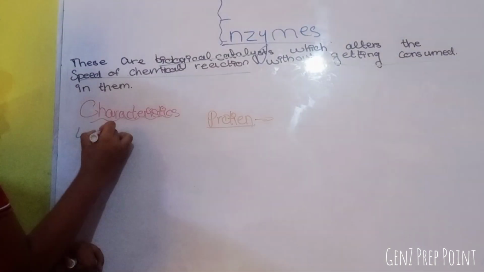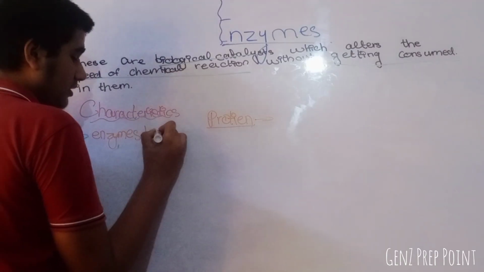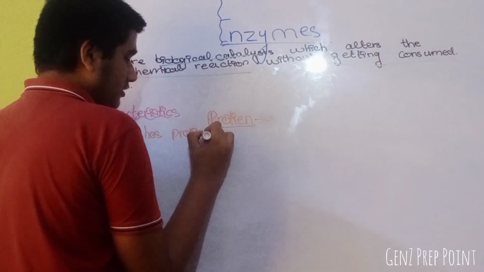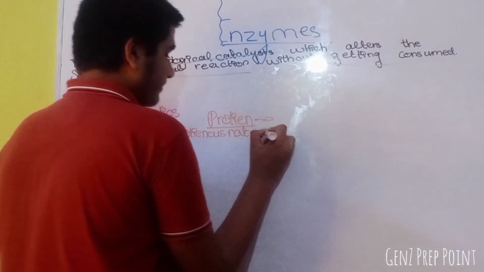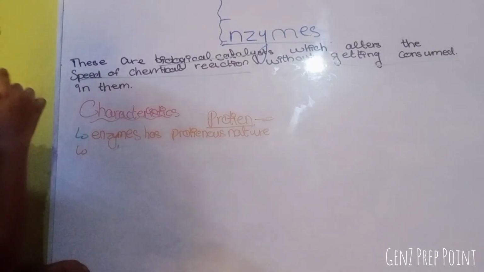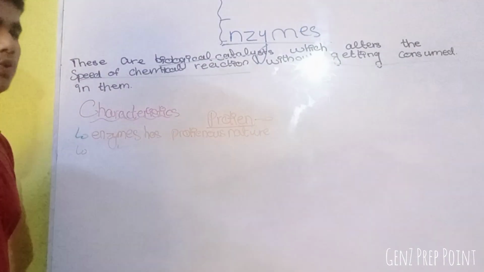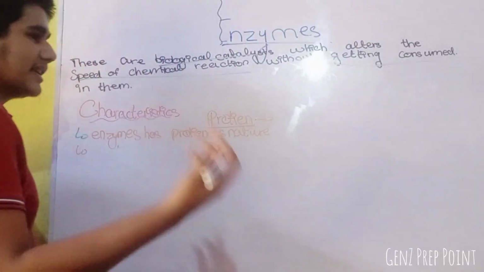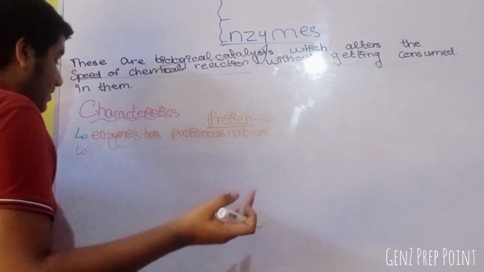So we say enzymes have proteinous nature. If we talk about the second thing, what is their structure, what do they look like? Enzymes don't have a specific shape, they have shapes according to their substrate. What is a substrate? The reactant with which they are going to form the enzyme-substrate complex, that's all.